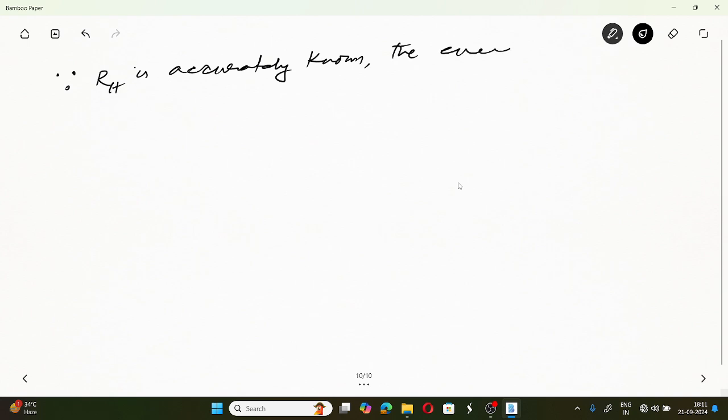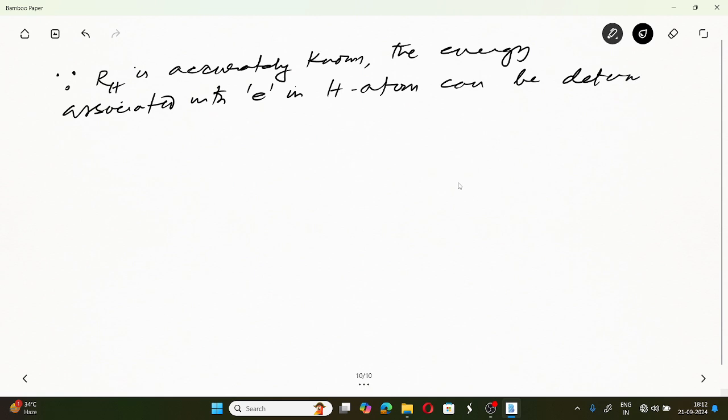So, since RH is accurately known, since RH is accurately known, the energy associated with the electron in hydrogen atom can be determined accurately. তাই তো, তাহলে আমরা এনার্জিটা accurately determine করতে পারবো.